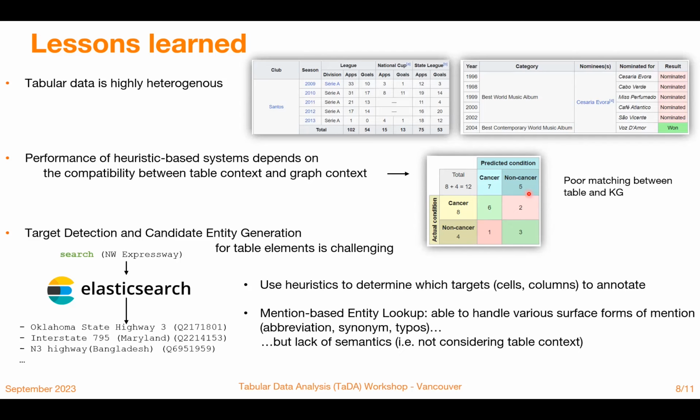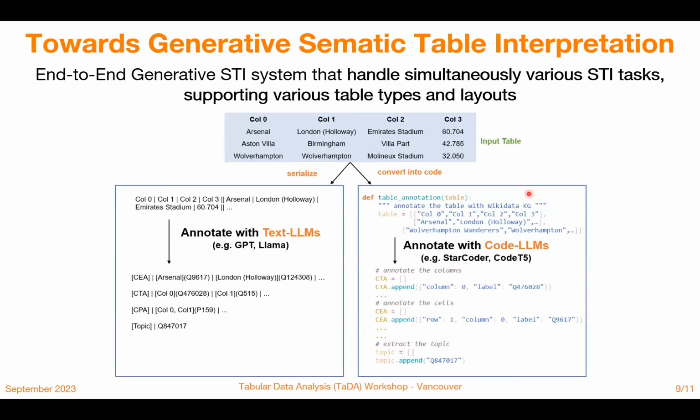We use heuristics to determine which cells and columns to annotate. Although our entity lookup is able to handle various surface forms of mention, like abbreviation, it does not consider the table context. For example, lack of semantics can make the later disambiguation more challenging.